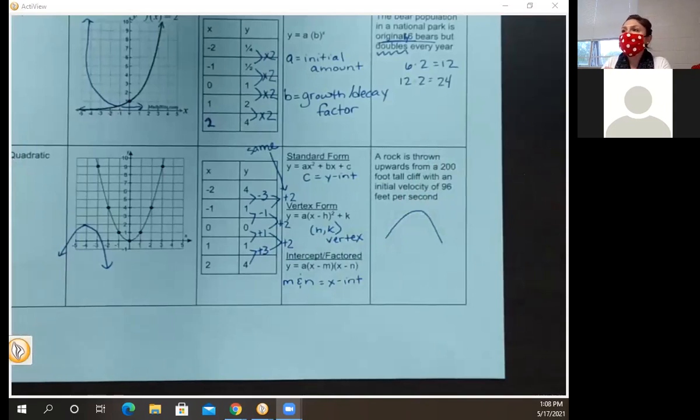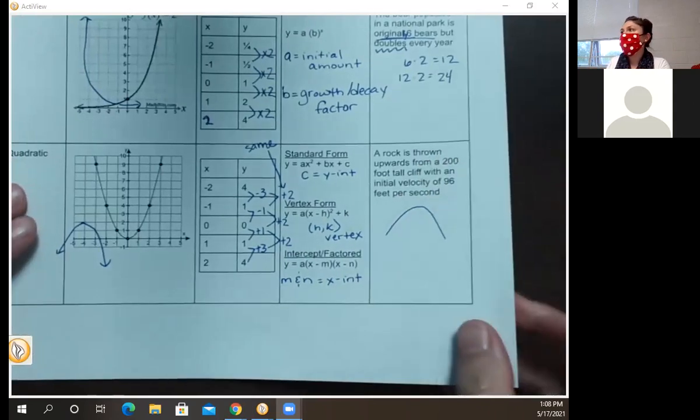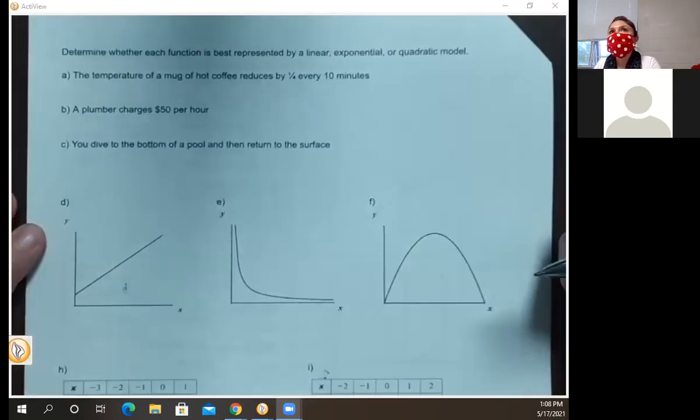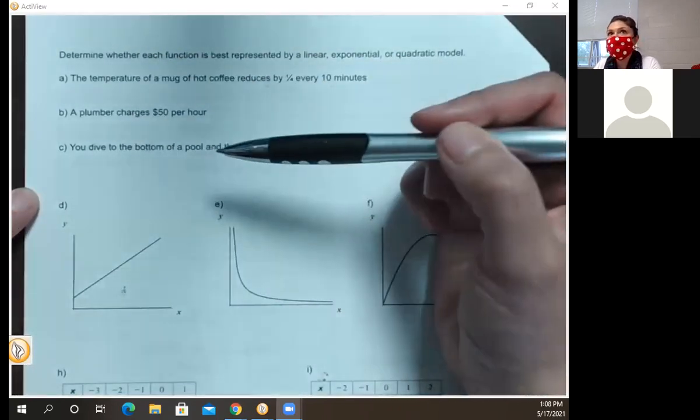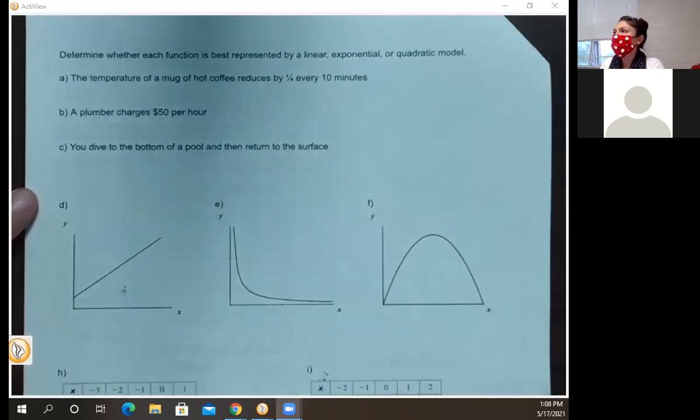So there we have a quick refresher of the 3 major function types that we've talked about. What we're going to look at next is being able to differentiate between these different functions when I have a context, when we have a table, when we have a graph, and then eventually when we have a function. So on the next page, what we're going to do is take a look at some problems in context, some applications, some graphs, and some tables, and determine if these are linear, exponential, or quadratic functions.